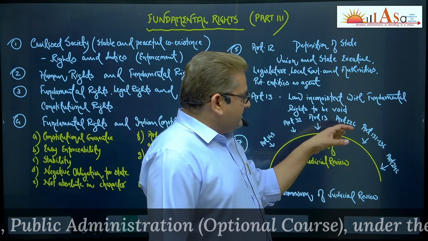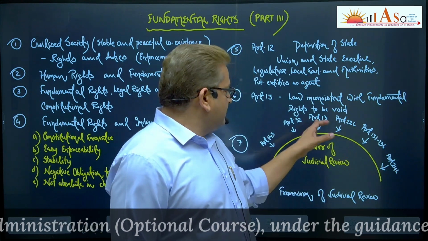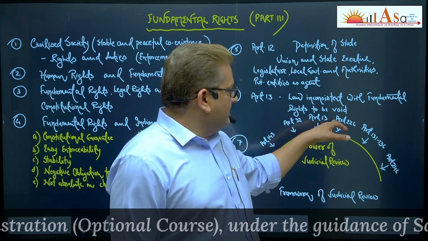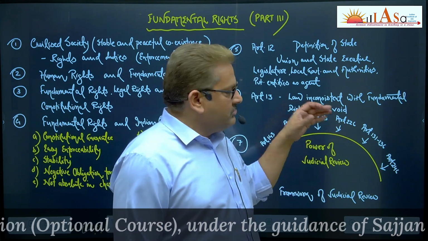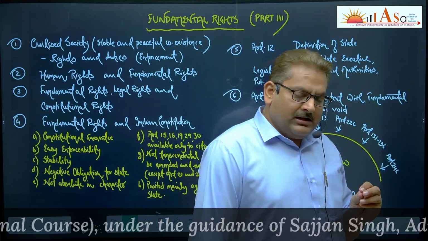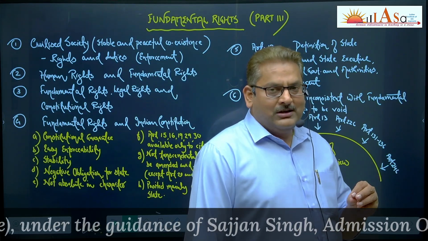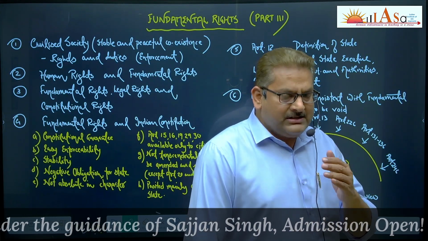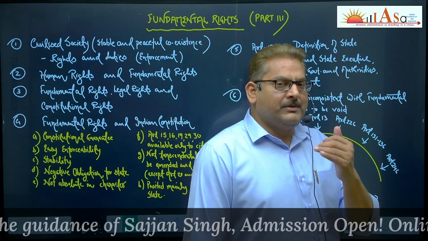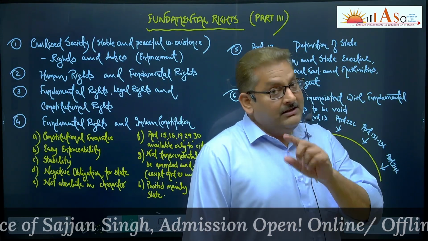Article 226 is related to the writ jurisdiction of the High Court. Just like Article 32, Article 226 is related to the writ jurisdiction of the High Court, wherein the High Court can issue any writ: habeas corpus, mandamus, quo warranto, or prohibition. These writs can be issued by the High Court in case of violation of fundamental rights and legal rights.